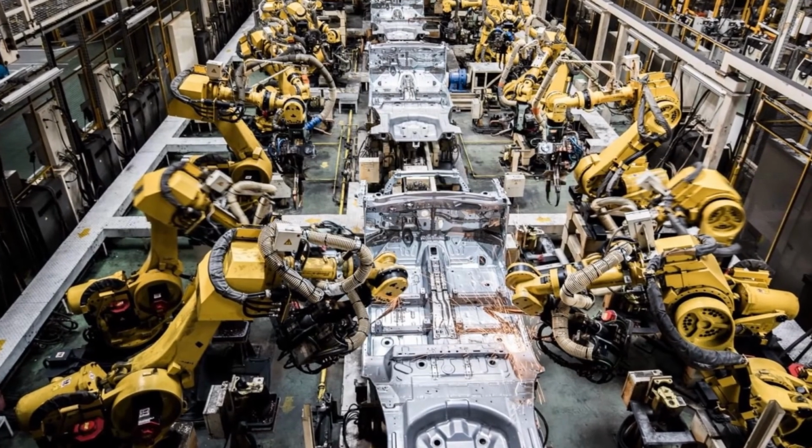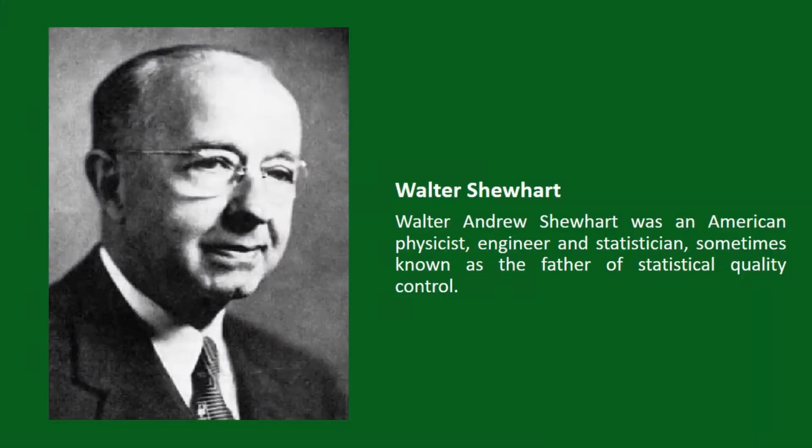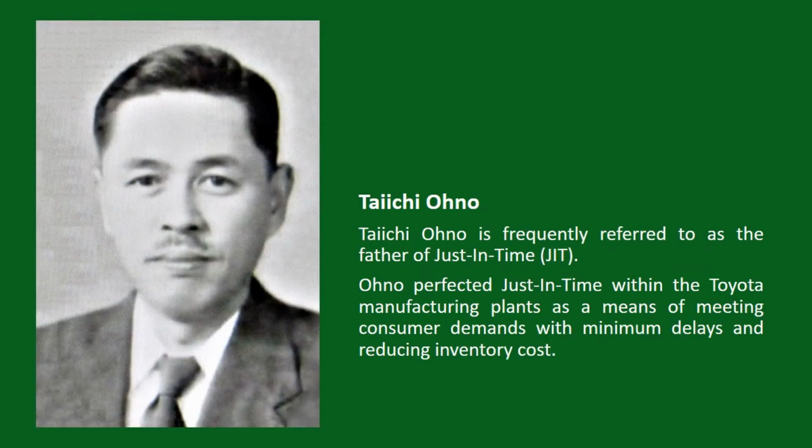The following are notable personalities who pioneered production in management. Walter Shewhart. Walter Andrew Shewhart was an American physicist, engineer, and statistician, sometimes known as the father of statistical quality control. He worked for Western Electric Company and he established the company's quality control policy. Taiichi Ohno is frequently referred to as the father of just-in-time. It was first developed and perfected within the Toyota manufacturing plants as a means of meeting consumer demands with minimum delays and reducing inventory cost.